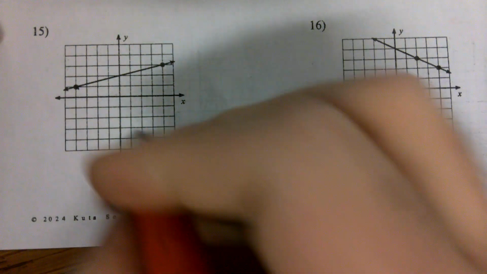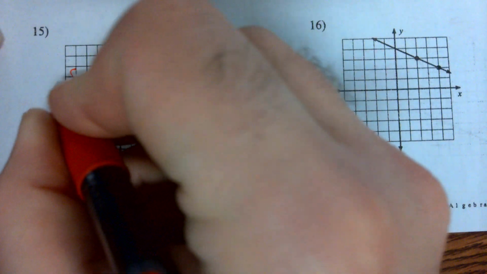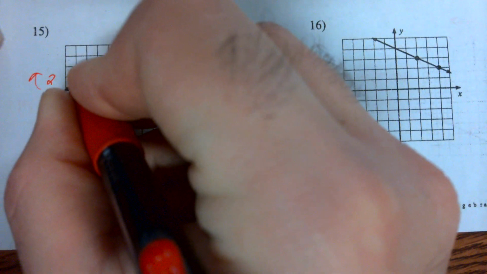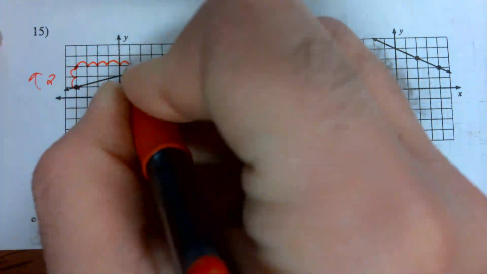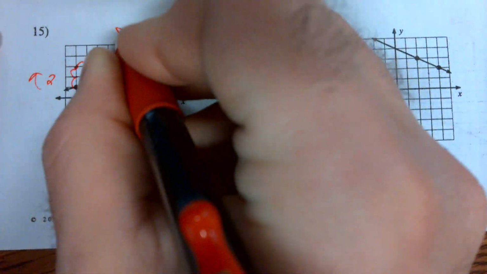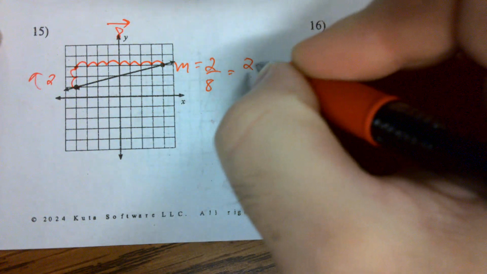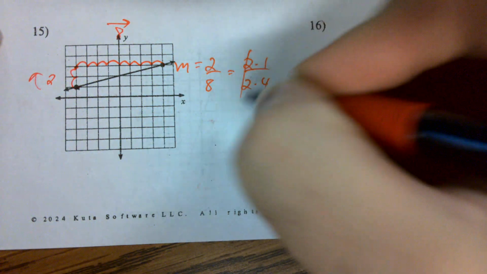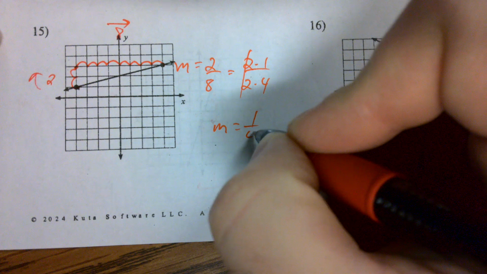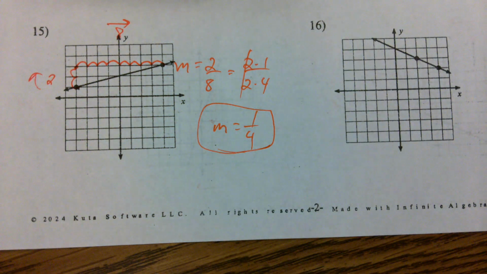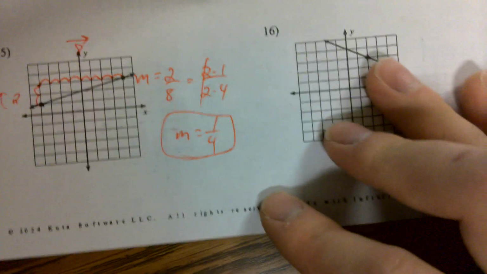Pretty flat line here. I'm going to go up 2 and over 1, 2, 3, 4, 5, 6, 7, 8 spaces to the right. 2 is 2 times 1, 8 is 2 times 4. Cancel out my 2's, and there's that very small fractional slope of 1/4.